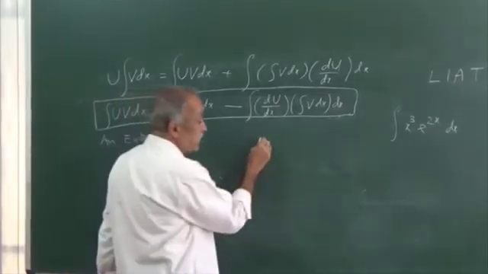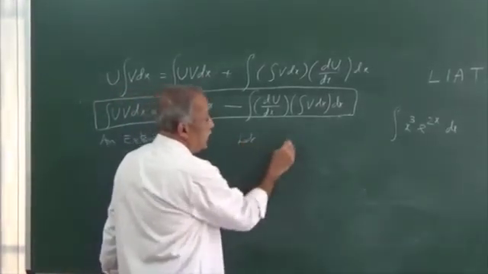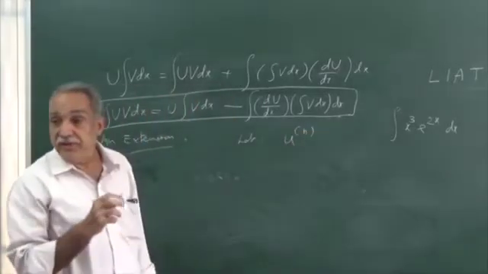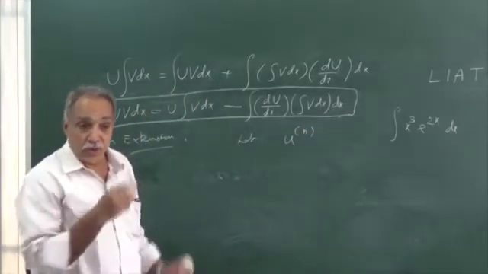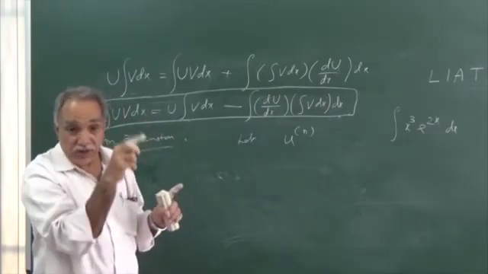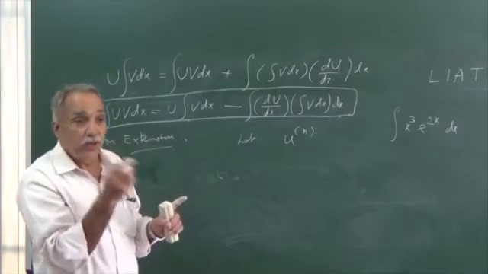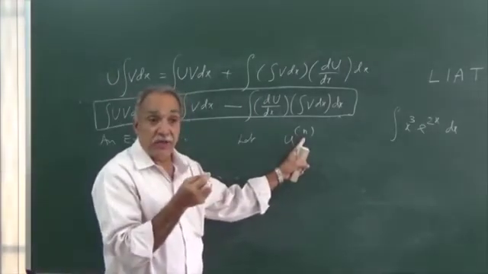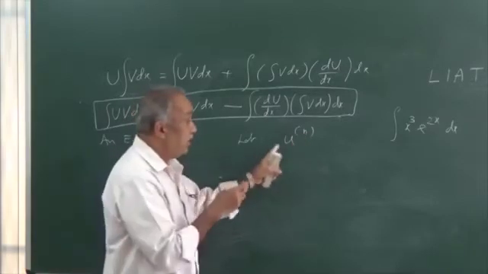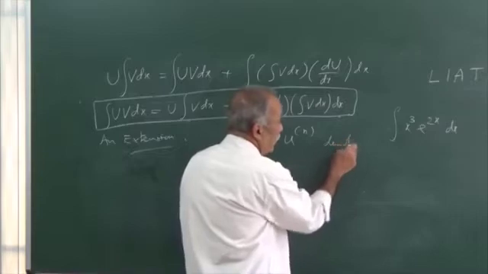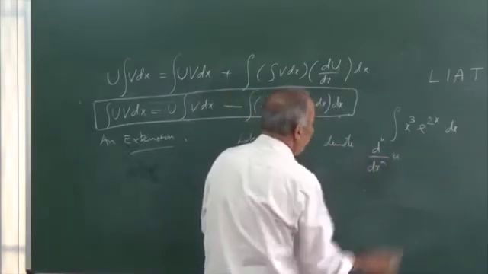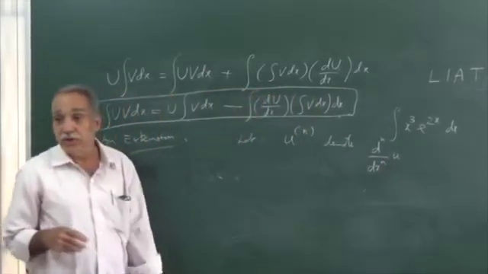Suppose for convenience, let this denote the nth order derivative of u. So u with a 1 written as an exponent within brackets will mean first derivative, 2 written here means second derivative, d square u by dx square, 3 here means third derivative, and so on. Let this denote dn by dxn of u, the nth derivative of u.